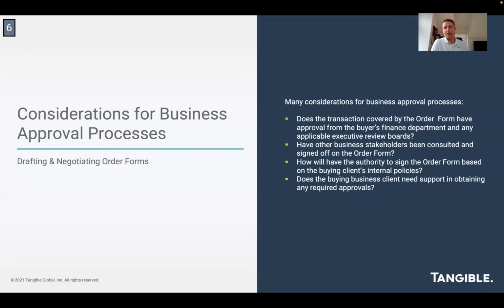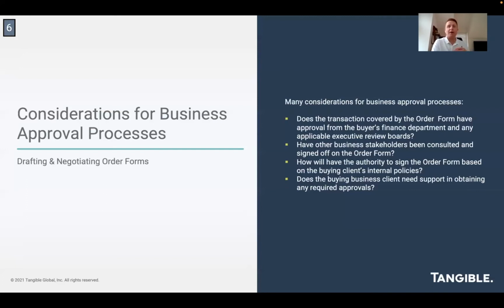So specifically from the buy side perspective, you should consider whether the transaction covered by the order form that you're reviewing presently has approval from the buying entity's finance department and any applicable executive review boards. Secondly, you should consider whether all appropriate business stakeholders on your client's side have been consulted about the purchase that will be accomplished through that order form.